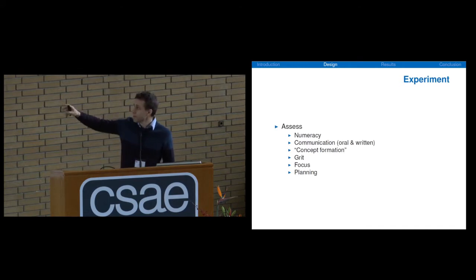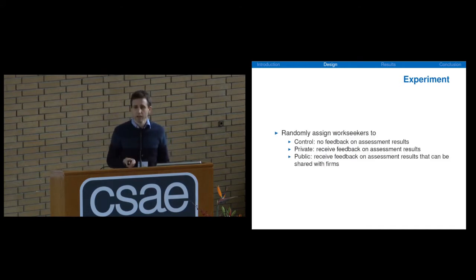So we have these six assessments, and we're then going to randomly assign work seekers who've completed these assessments to one of three treatment arms. One is a control group. That's a group of work seekers who take these assessments and then get no information about their assessment results. The second is what we call a private treatment group, which is a group of work seekers who take the assessments and then get information about their assessment results in a way that is difficult for them to share with firms. And I'll be precise about what that means in a moment. And our third treatment group is a public group, which is going to receive feedback on their assessment results in a way that is easy to share with firms.